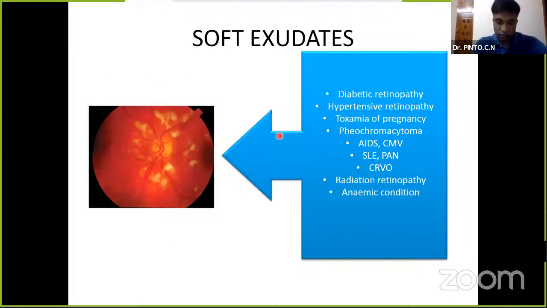Okay, so what are the causes for soft exudates? What is the differential diagnosis for soft exudates? As we know, soft exudates are the cotton wool spots. Any disorder which causes ischemia of the retina will give rise to soft exudates. The most common ones are diabetic retinopathy, hypertensive retinopathy, followed by toxemia of pregnancy. Again, malignant hypertension, pheochromocytoma, AIDS, CMV retinitis, SLE, polyarteritis nodosa, CRVO, central retinal vein occlusion, especially the ischemic type, will give rise to soft exudates. Radiation retinopathy and anemic conditions will give rise to soft exudates. Even cardiac emboli will give rise to soft exudates.